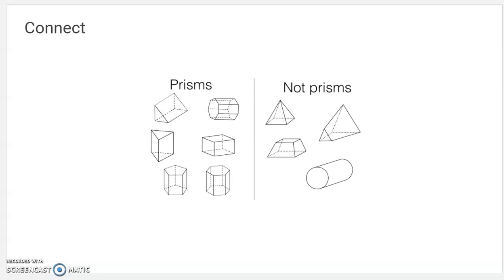All right, lots to connect. So first, we talked the other day about prisms in general. Just a reminder, prisms have two bases that match. So in this case, this is a triangular prism. It's got a triangle here and a triangle here. We would call that its base. And then it has rectangular sides.